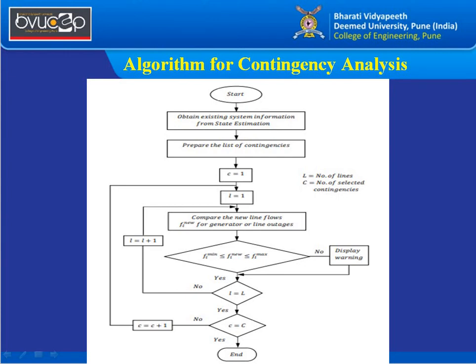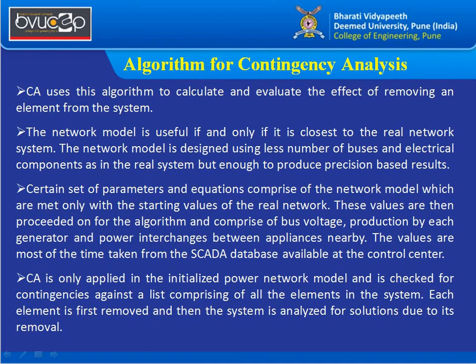And then again, for the number of contingencies, if all conditions are satisfied and well within the limits, you end the algorithm. If no, take the increment value of the next contingency and go again with the same procedure. So this is the algorithm of contingency analysis.